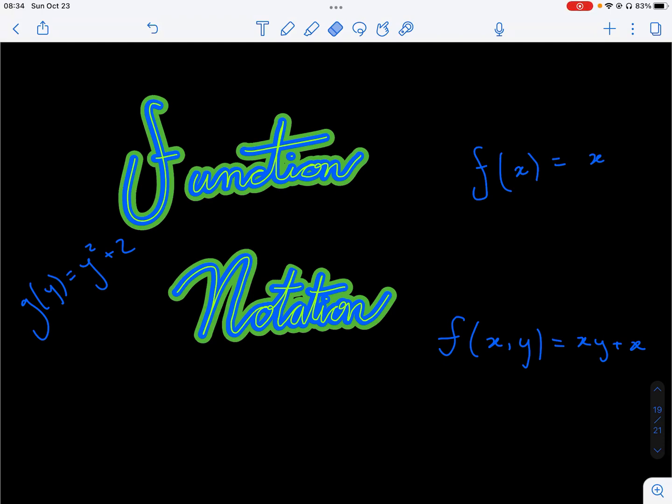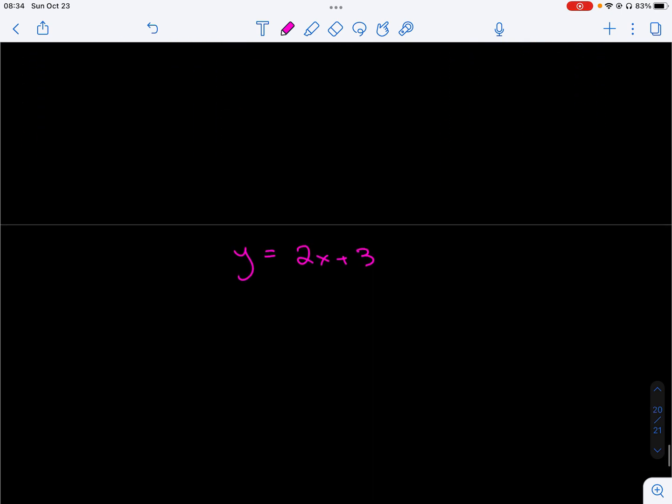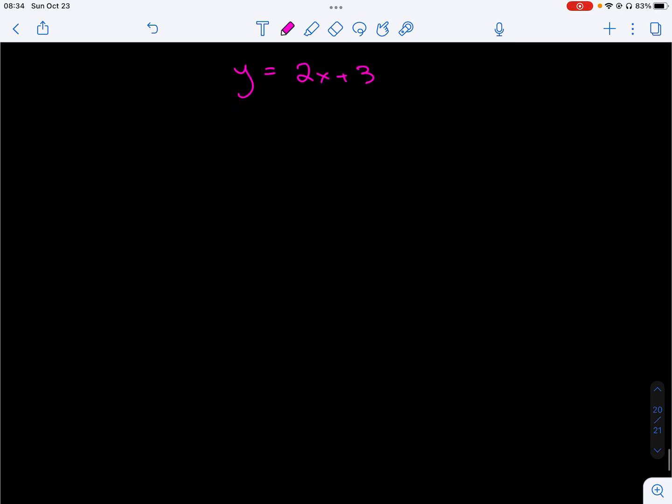Hello. In this video, we're going to be taking a look at what we call function notation, which is essentially a fancy way to say the way that we choose to represent a function in terms of its equation particularly. So to start off, let's consider this.